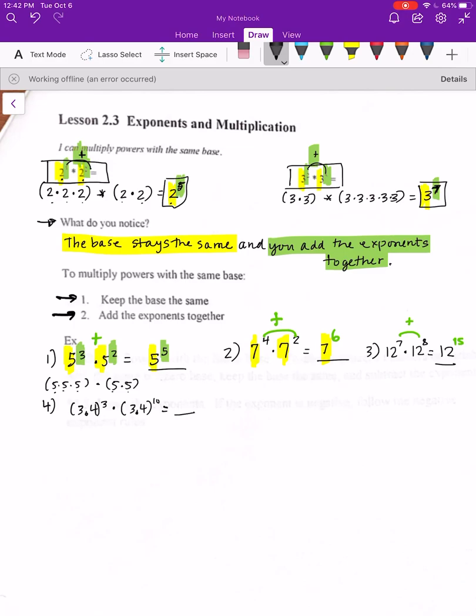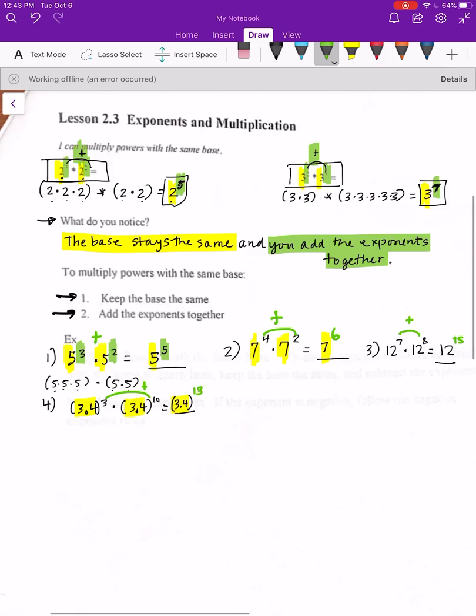So what's your base? Well, your base is this 3.4 and this 3.4. So my base here is going to be 3.4. Doesn't really change much. I would still put parentheses around it though. And then you're going to add your exponents. And 10 plus 3 is 13. So decimals do not matter.